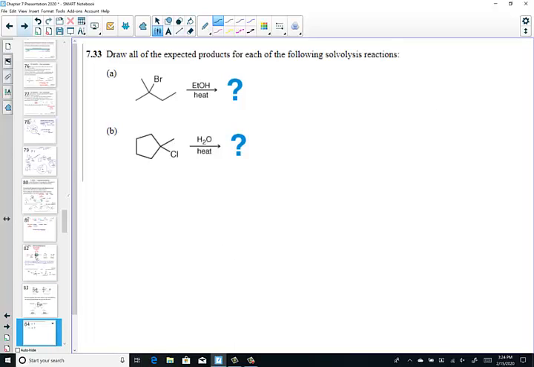All right, well, let's take a moment and give you some think time. You might even want to just pause and think. Draw all the expected products for each of the following solvolysis reactions. I gave 2 examples from your homework. I would encourage you to stop and think, try drawing these out, and then come back when ready to check.